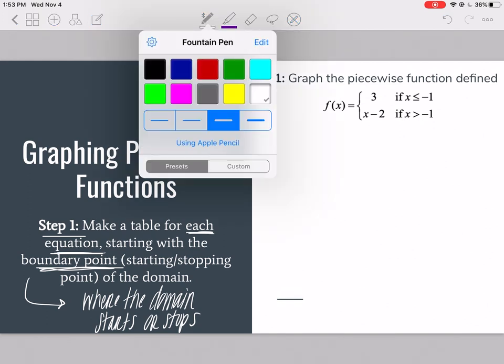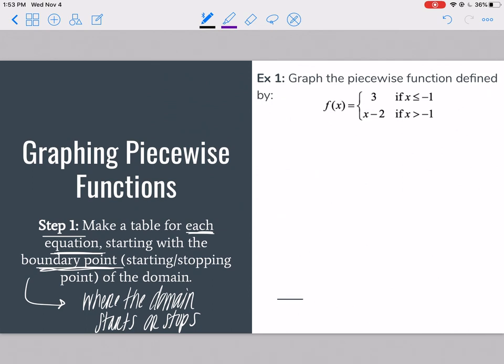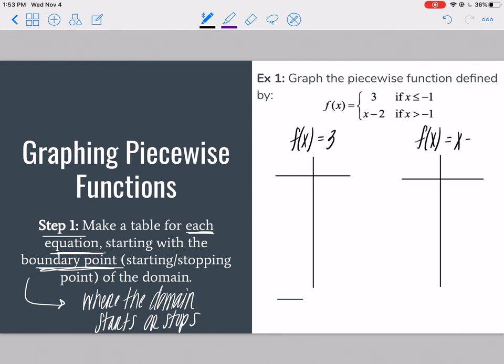So here in example number 1, we've got this function f of x equals 3 if x is less than or equal to -1, and f of x equals x minus 2 if x is greater than -1. So we're going to set up 2 tables here, one for f of x equals 3, and one for f of x equals x minus 2. And I'm going to label them at the top. That way I don't get confused. Please always do this when you're doing your own work as well. That way you can remember which one's which.